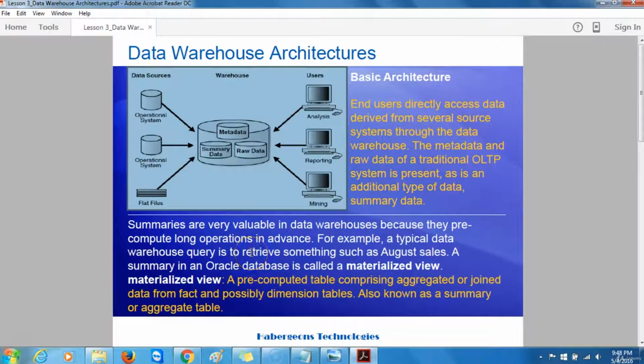Summaries are very valuable in data warehouses because they pre-compute long operations in advance. For example, a typical data warehouse query is to retrieve something such as August sales. A summary in an Oracle database is called a materialized view. A materialized view amounts to a pre-computed table comprising aggregated or joined data from fact and possibly dimension tables. These are also known as summary or aggregate tables.